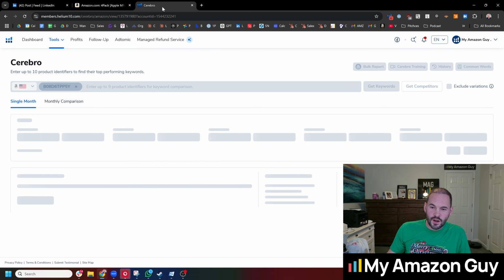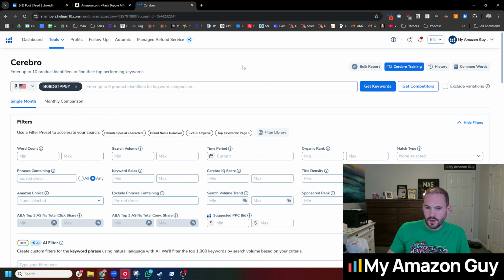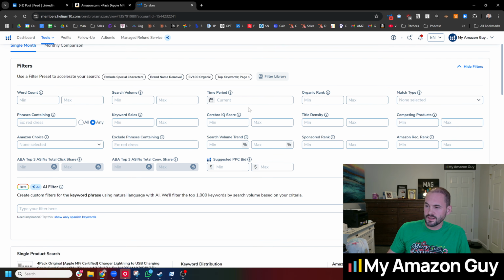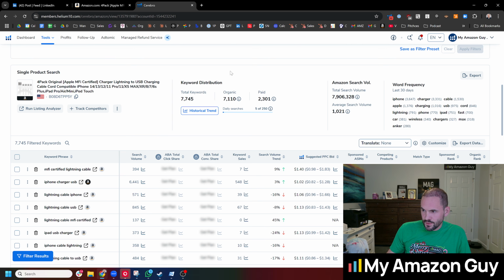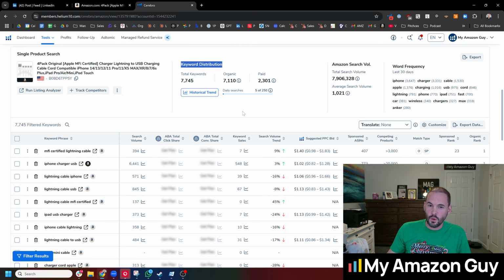I am hoping that another keyword tool will catch up to Helium 10 in 2025. I do have a lot of other ones I like. This one's still the best, and there's two primary reasons for that. It's this keyword distribution chart right here. I freaking love this tool so much.